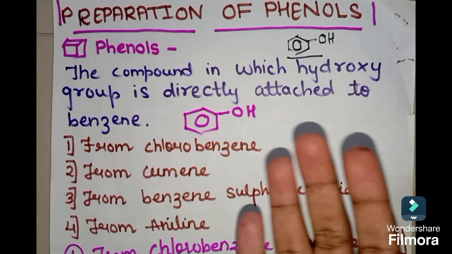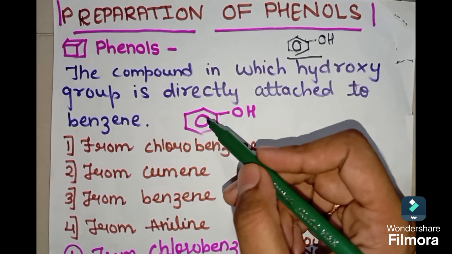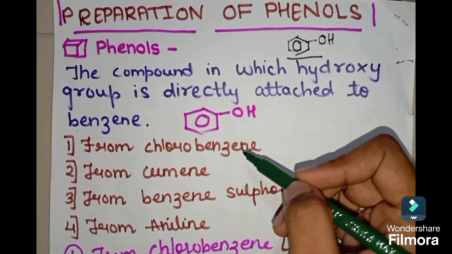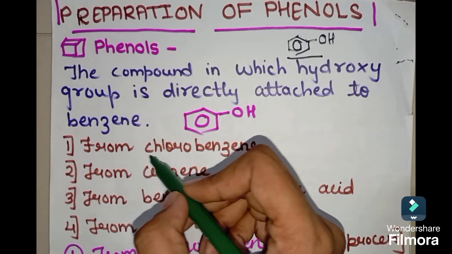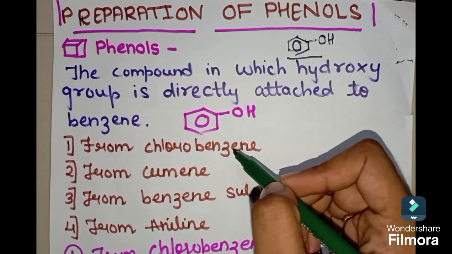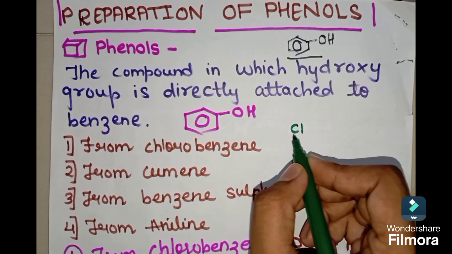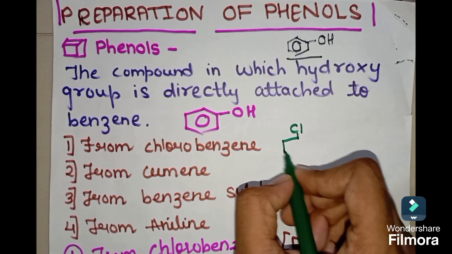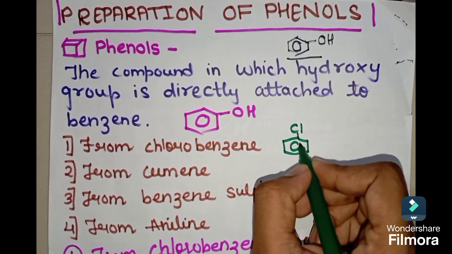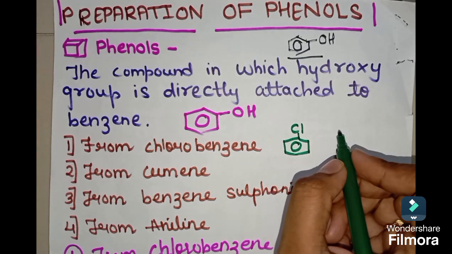There are only 4 methods to prepare phenol, and all of these are very easy and very important at the same time. First, we can prepare phenol from chlorobenzene. So what is chlorobenzene, students? When chlorine, a halogen, is attached to a benzene ring, it is called chlorobenzene. It is a type of aryl halide.